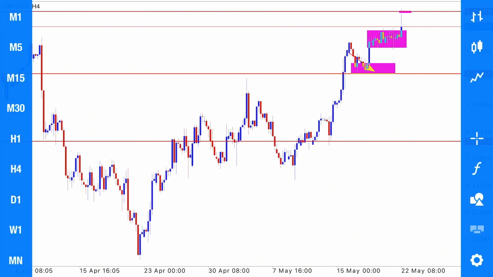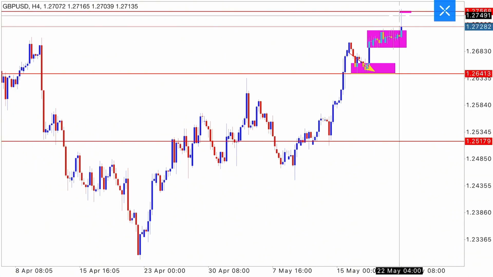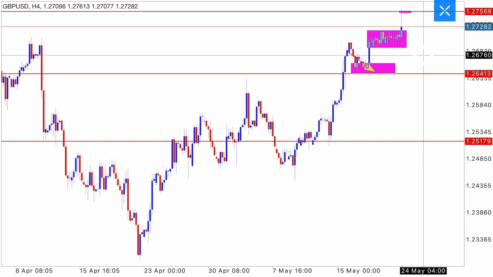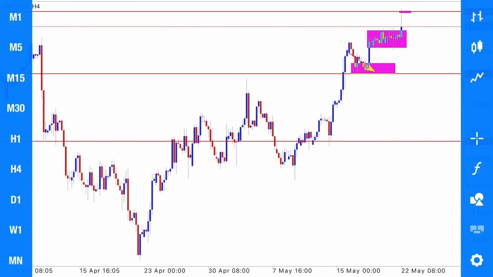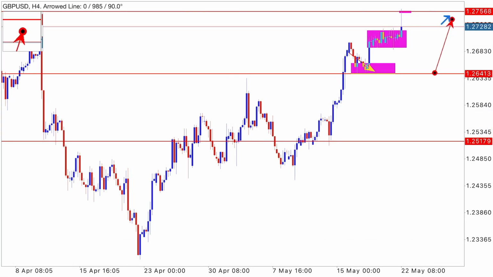So I'll expect the market from this point here. If the market does not break our level, I'll expect it to come with the sells. I'll take those sells and come to this point here, and then when the market does come to this point here, eventually the market will decide to take a move to the upside.